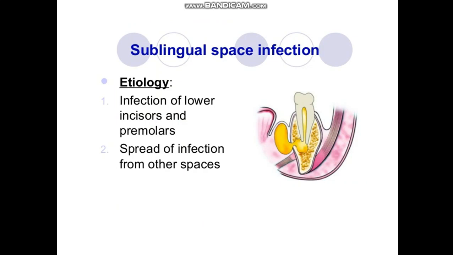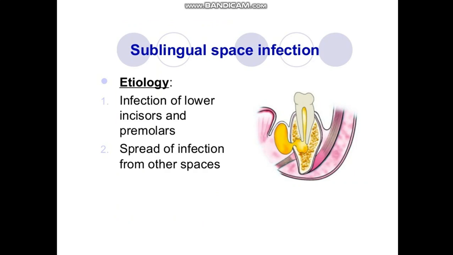The sublingual space infection. Actually, the sublingual space is situated between the mylohyoid from below and the mucous membrane from above. This space contains sublingual salivary gland and duct of the submandibular salivary gland. The etiology or source of infection is from the periapical or periodontal disease of the first and second lower premolars. Also, the periodontal abscess of lower canine or central incisor may spread, rarely actually, to this space. Spread of infection from other spaces to this space may occur as well.